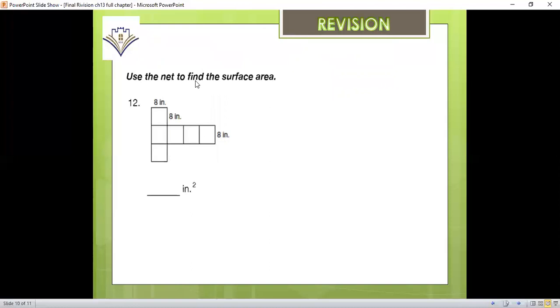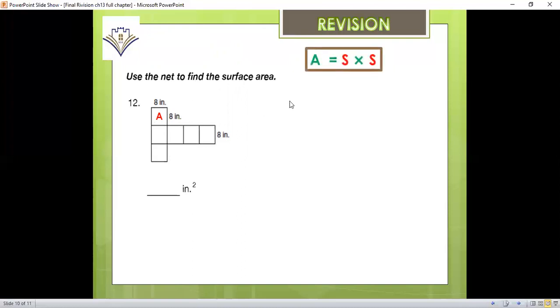Use the net to find the surface area. Okay? What is that? It's a square. How do you know it's a square? Because the sides are equal. The side is 8 inches, this side is 8 inches, the opposite side is 8 inches, and this side is also 8 inches.